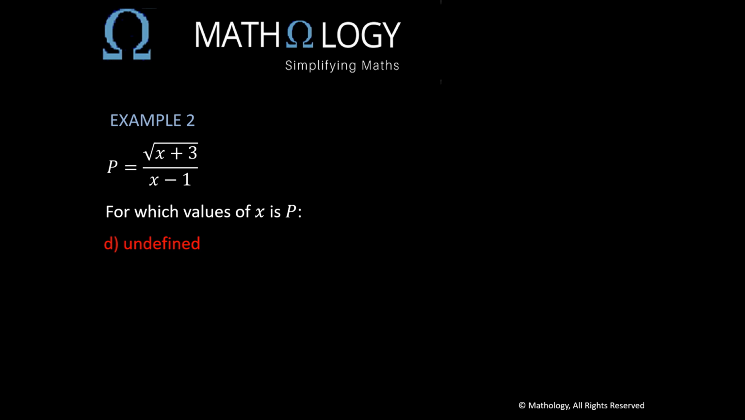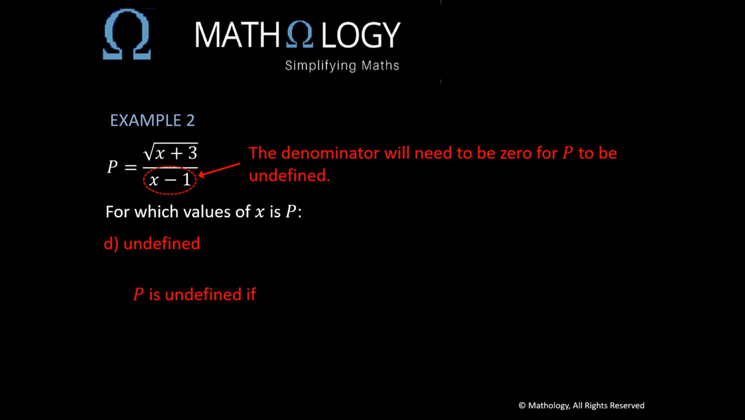For p to be undefined, the denominator would have to carry a value of 0. So, if x minus 1 equals 0, then p will be undefined. Thus, p is undefined if x equals 1.